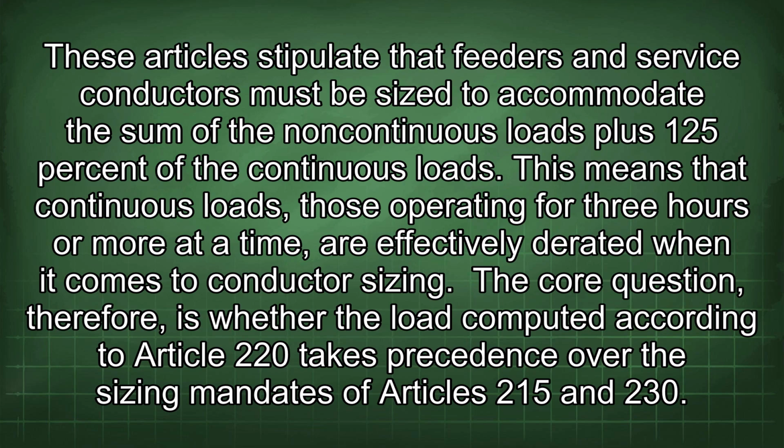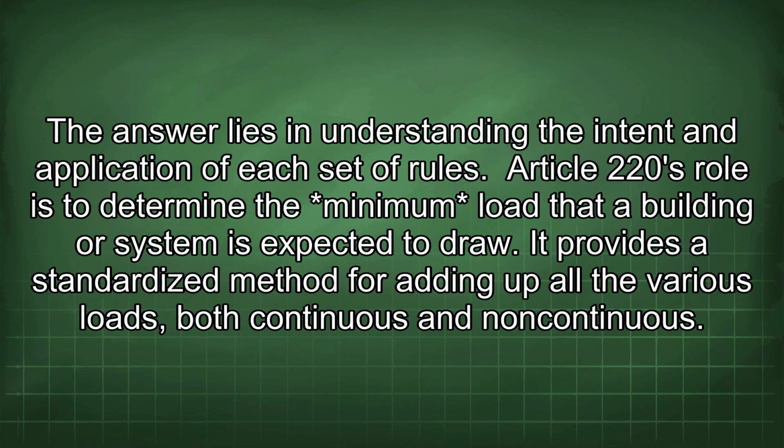This means that continuous loads, those operating for 3 hours or more at a time, are effectively derated when it comes to conductor sizing. The core question, therefore, is whether the load computed according to Article 220 takes precedence over the sizing mandates of Articles 215 and 230. The answer lies in understanding the intent and application of each set of rules.